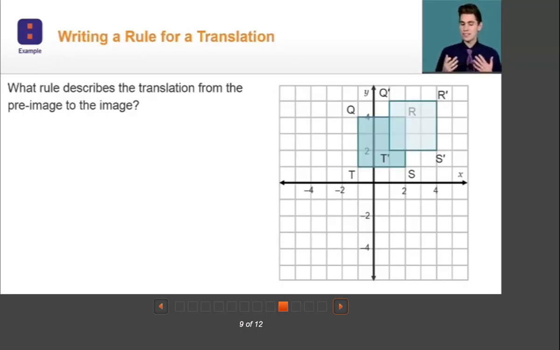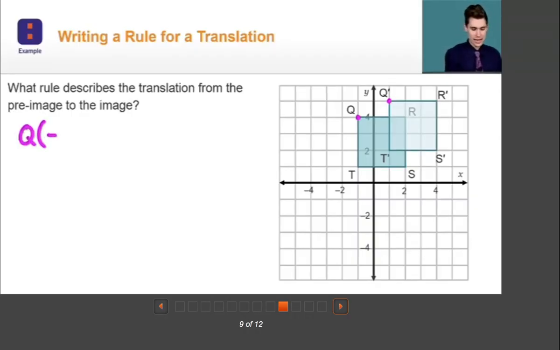Now I can see that the shape, size, and orientation are all preserved. And if I connect corresponding vertices, I can see that each vertex in the pre-image moves the same distance and direction to become the corresponding vertex in the image. So this is a translation. Let me go ahead and think about creating a rule for this translation. I'm going to focus on just one vertex. Let's see how Q translates to Q prime.